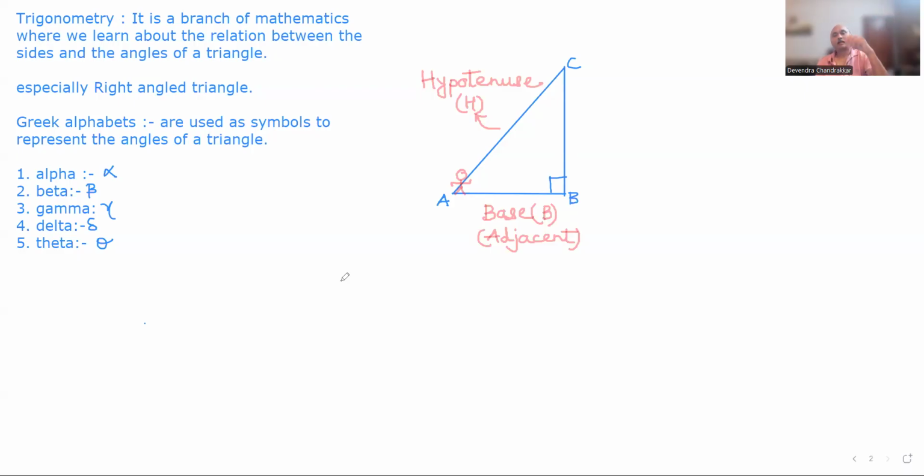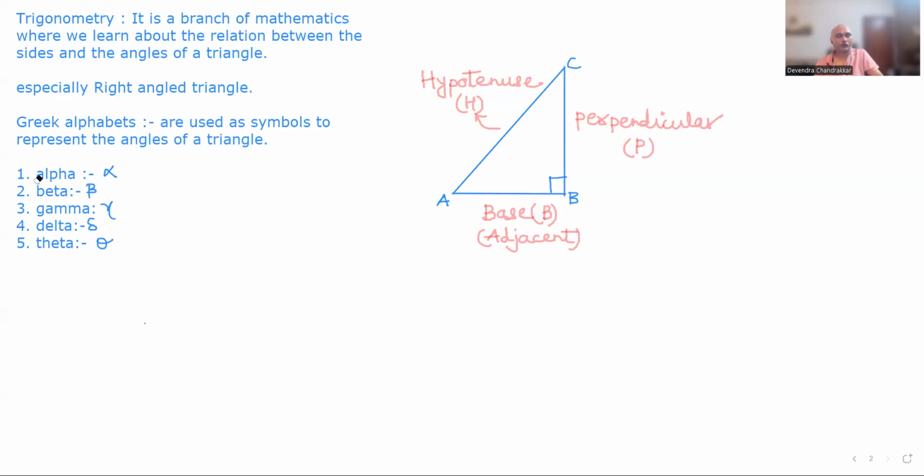Very good. Now tell me, which side is farthest from you? CB. So this side, which is farthest from you, is called the perpendicular, or the opposite side. Yes, the side which is opposite to you is called the perpendicular. So these sides have unique names, right?